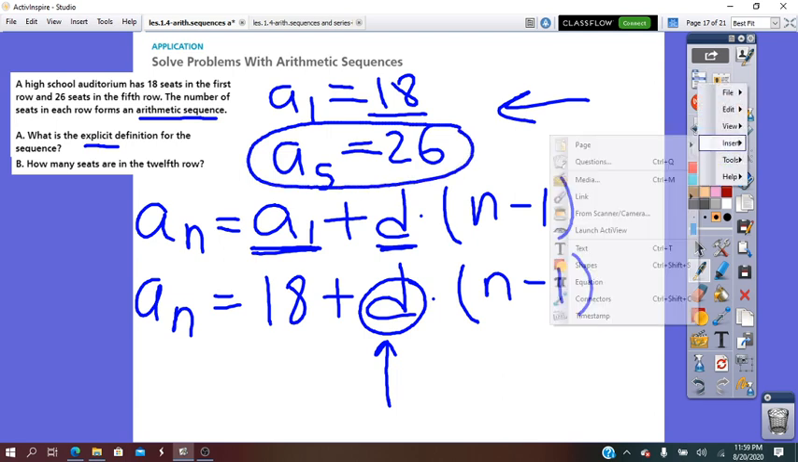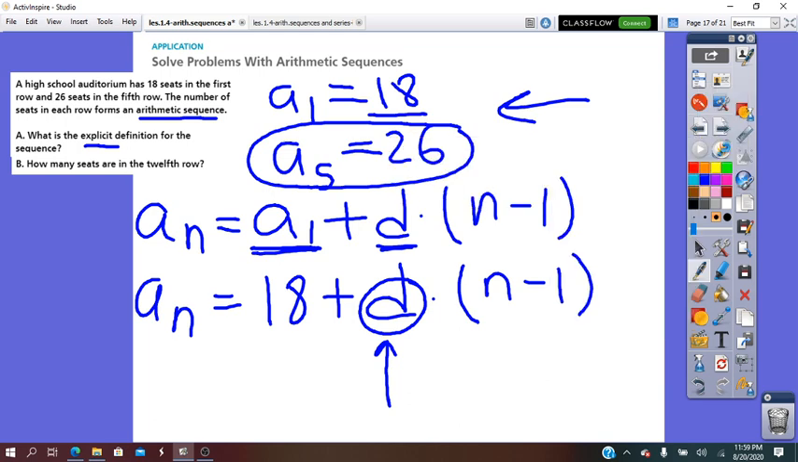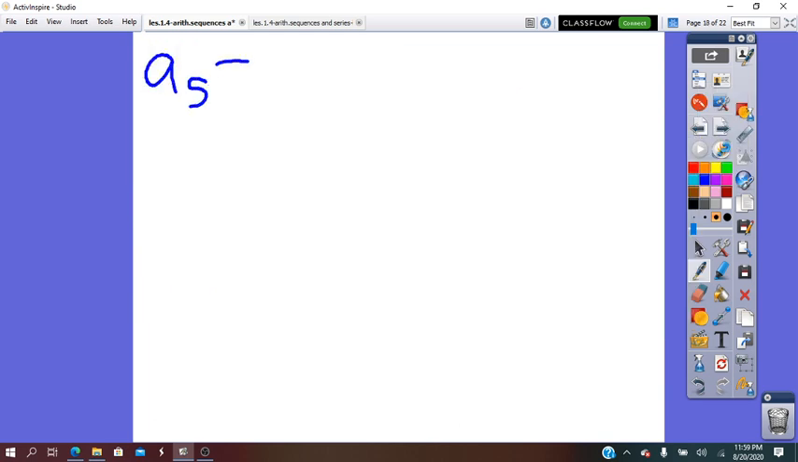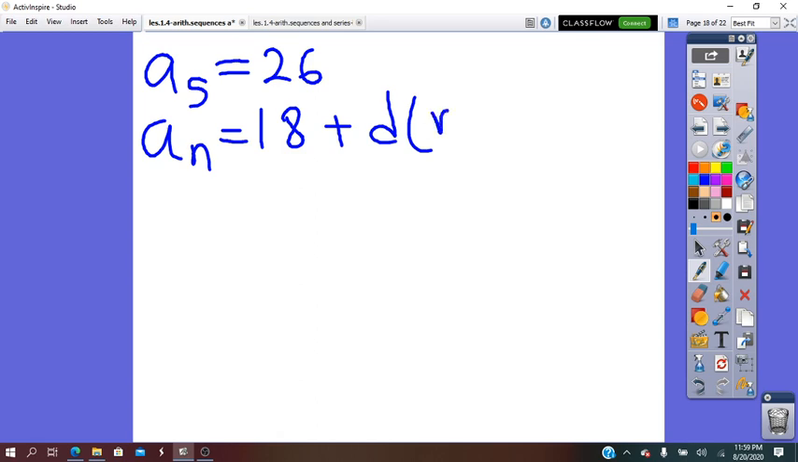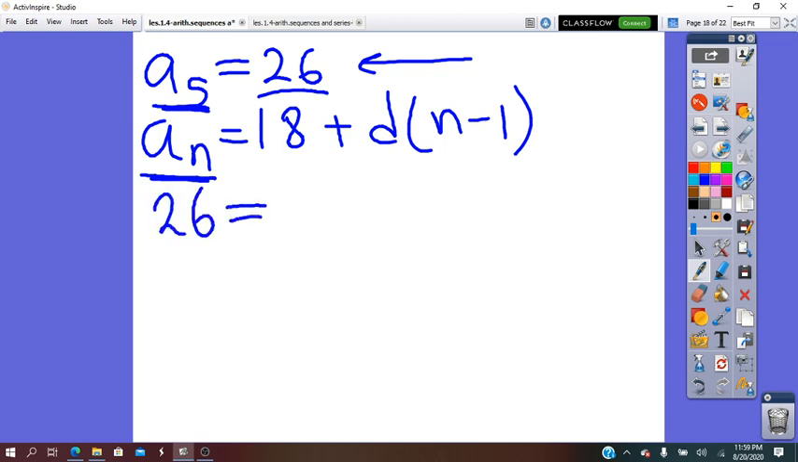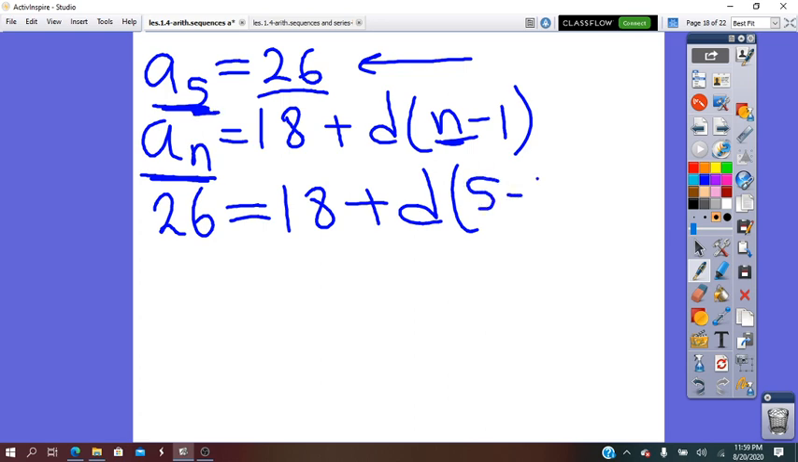So we will write A5, the fifth term, it is given 26. We will apply the explicit rule for this term. We know that An equals A1, which is 18, plus the common difference times N minus 1. So this rule, we will apply it for the fifth term. So instead of An, we will have A5, and the value for it is 26. So 26 equals 18 plus the common difference that we don't know, D, times N, which is 5 minus 1.